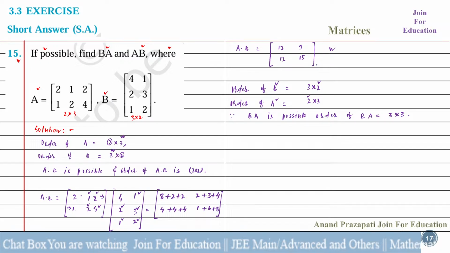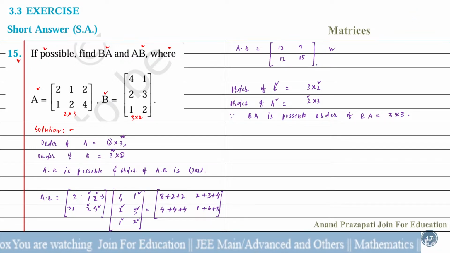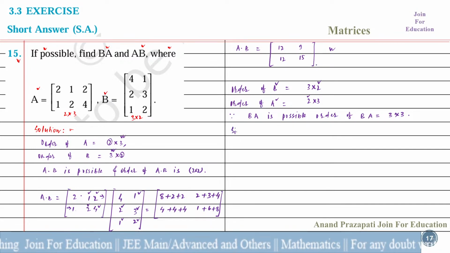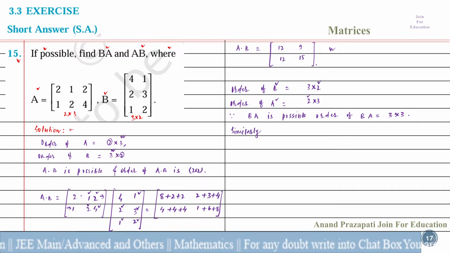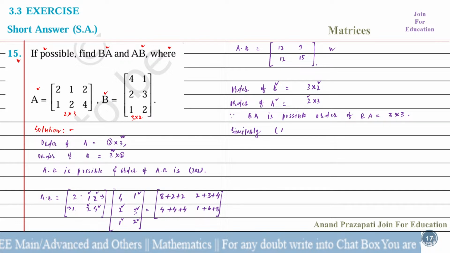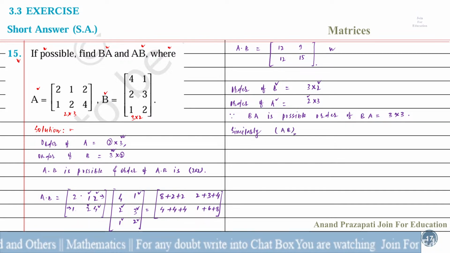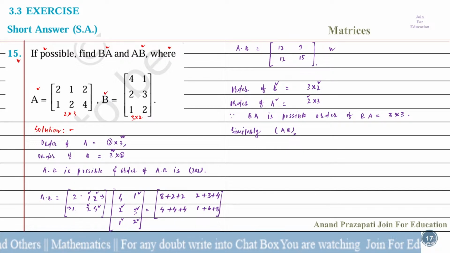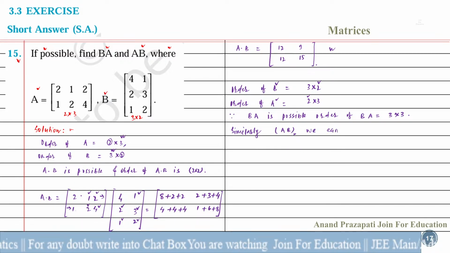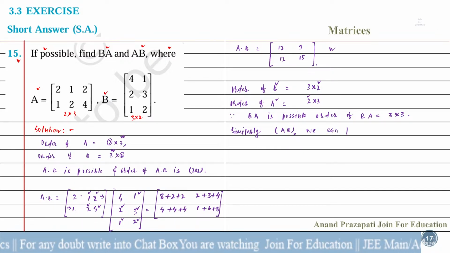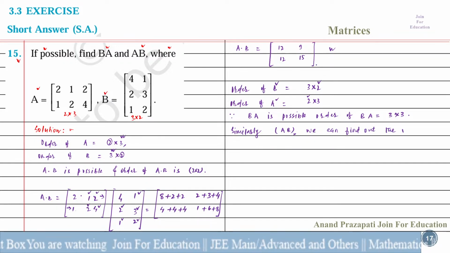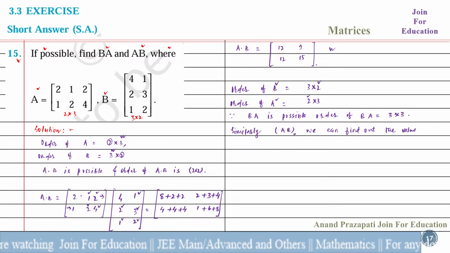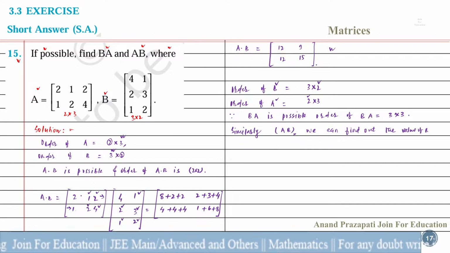So similarly we can find out the value of BA. It means that just like AB we can find out the value of BA.